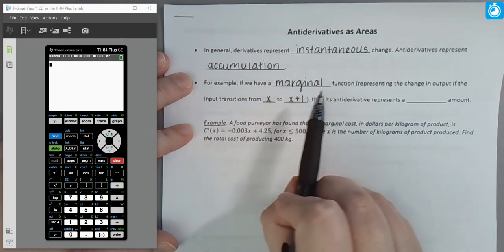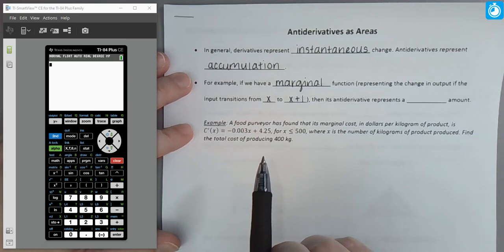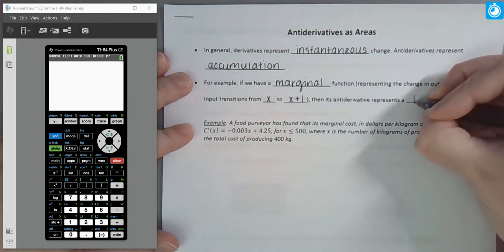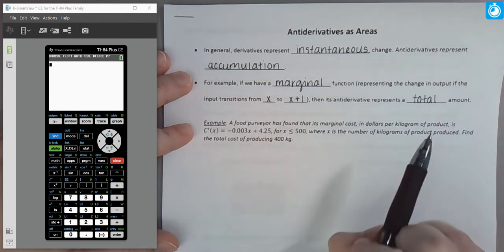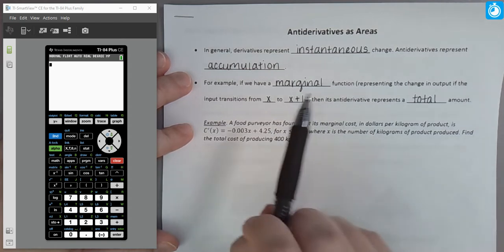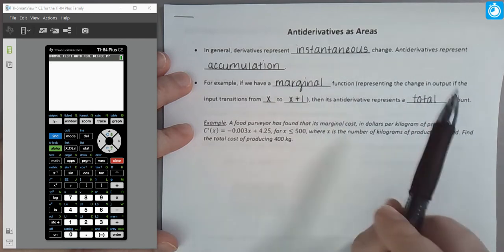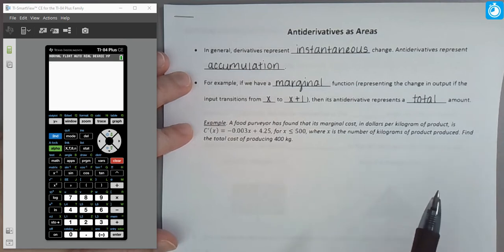Well, if you imagine taking the antiderivative of a marginal function, the marginal function resulted from differentiation. If you take the antiderivative and reverse that process, then the antiderivative of the marginal function represents a total amount. It tells us what the total value of the output is as we transition from where our function started to where our function currently exists, to the particular output or input value we're interested in. So we differentiate to get a marginal function. We can integrate or take the antiderivative of a marginal function to find a total function. In other words, to reverse that process of differentiation. So let's look at a couple of examples using this idea of how the marginal and the total functions are related to one another.